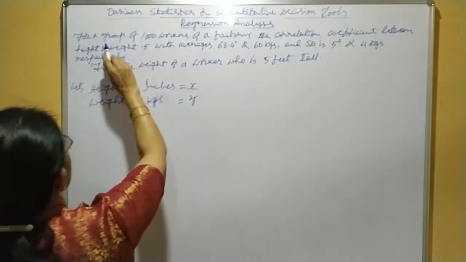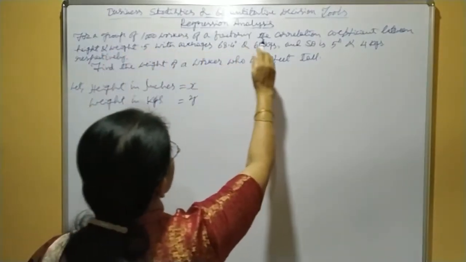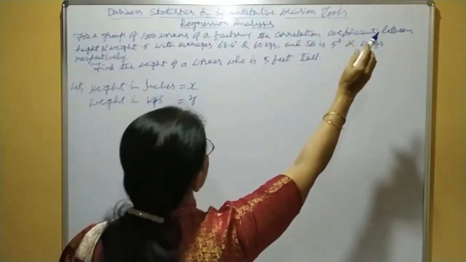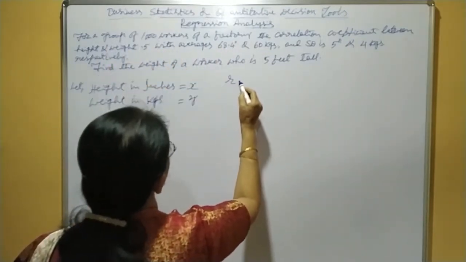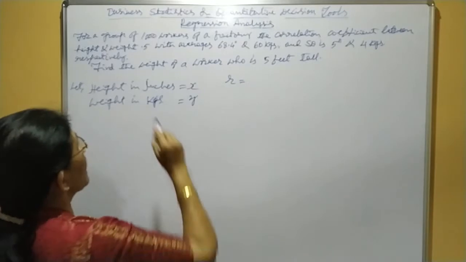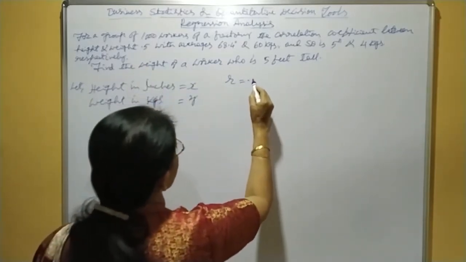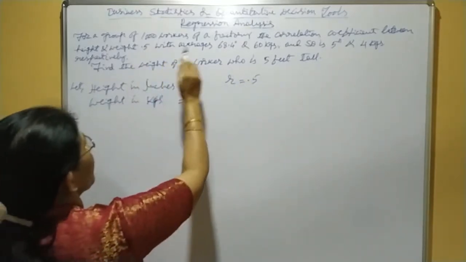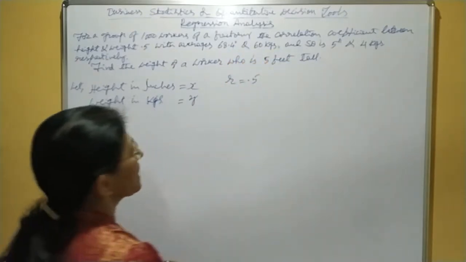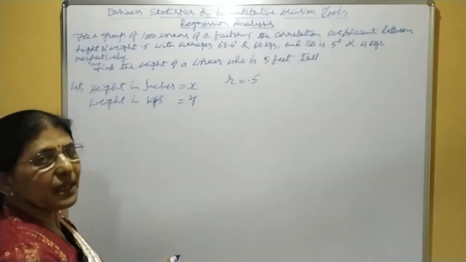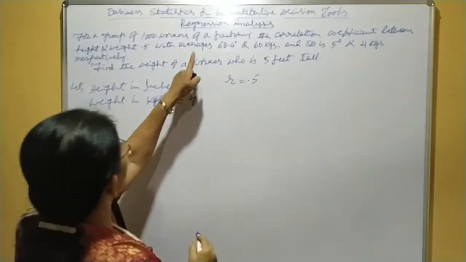Here it is given for a group of 1000 workers of a factory, the correlation coefficient between height and weight. Correlation coefficient means what? r. r is how much? 0.5. Next, with averages 68.4 inches and 60 kgs. Averages means arithmetic mean.